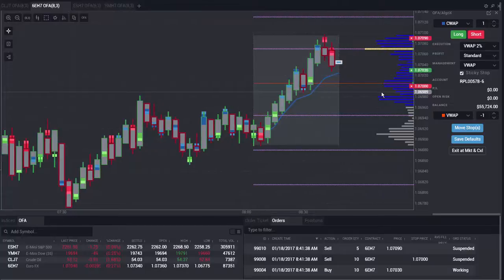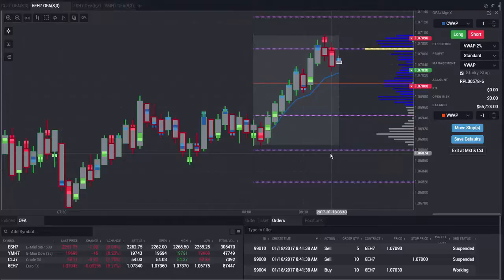More important than just where the order went, though, is the algo that I'm using. So in this case, I'm using the volume weighted average price for my stop, and you can see I'm one tick behind that. And I'm also going to use the VWAP for all of the management of this trade.